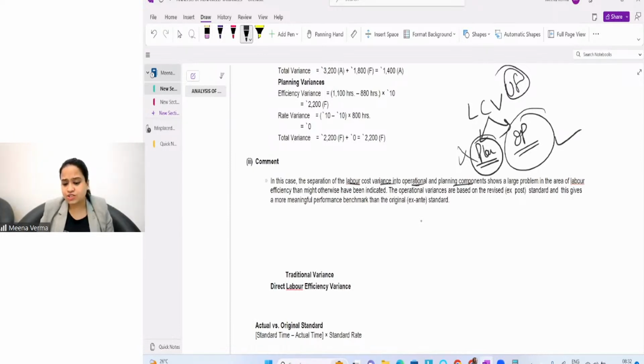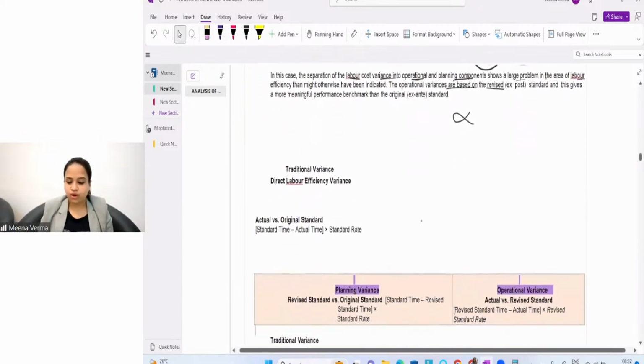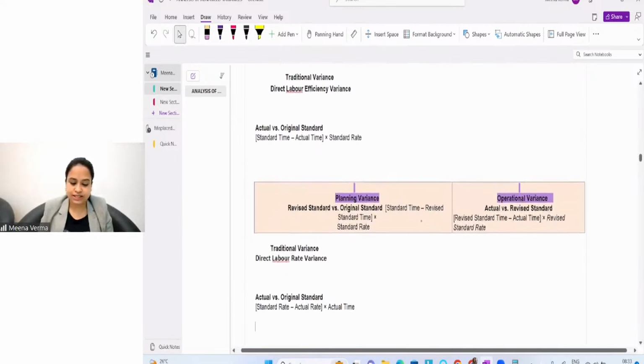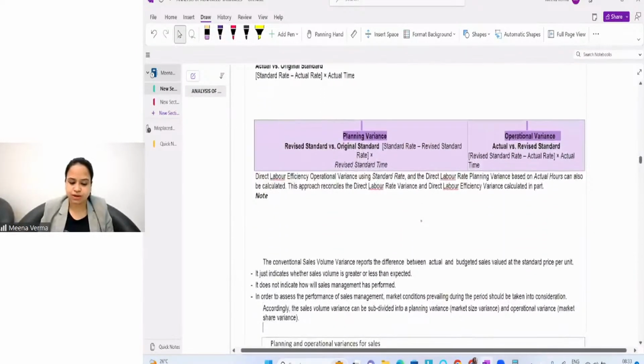It shows a large problem in the area of labor efficiency that might otherwise have been indicated. Operational variances are based on revised standards. So I have already told you who is responsible for what. You can find it very easily. All right. Okay. You can see these are very simple questions, but your base should be clear. I mean, the basic formula should be clear.